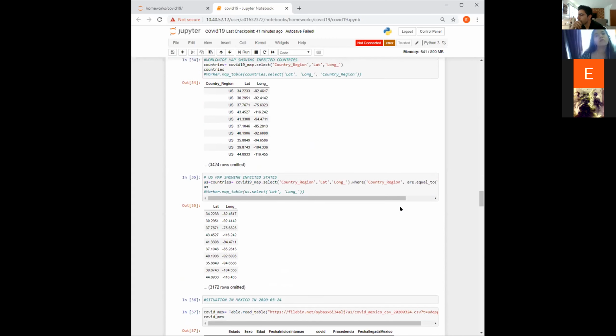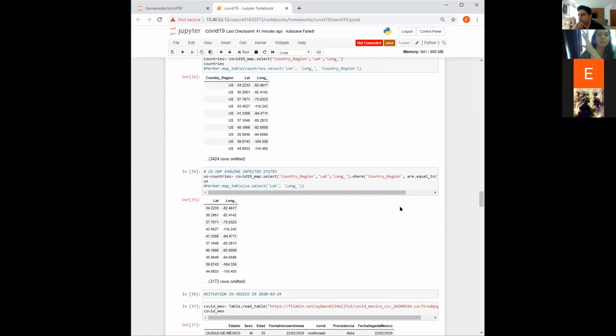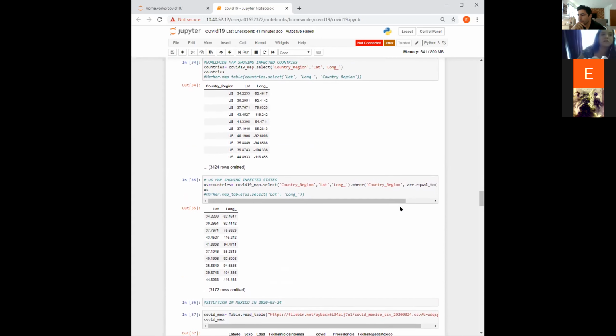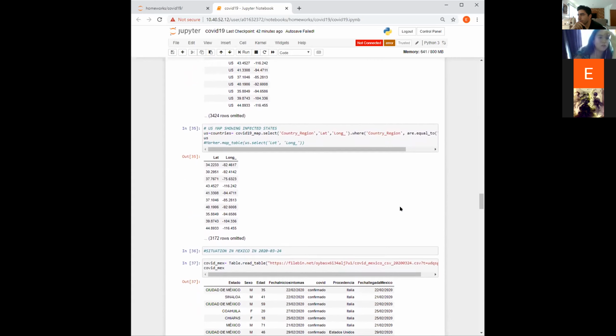We use the datasets to make some maps. We commented them out because when we ran it, it worked, but when we tried to submit it, I don't know if it was because it was too heavy or something, but we had trouble submitting it.